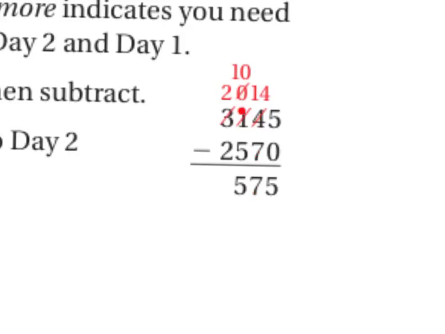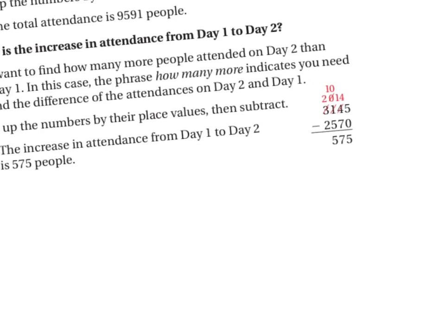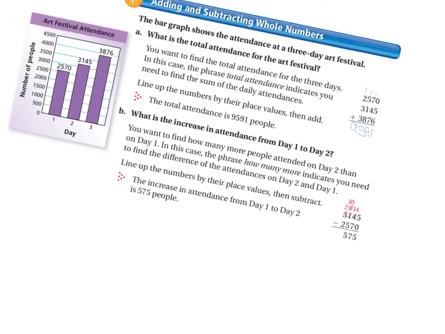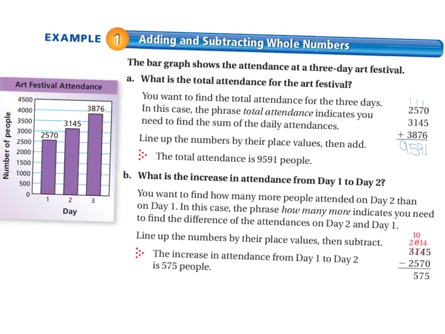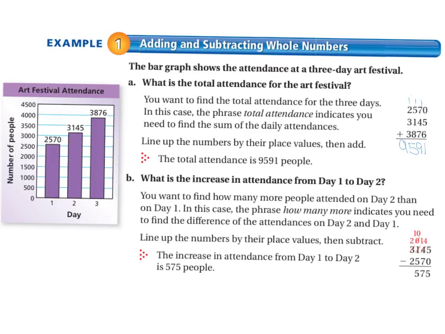Then with our next digit, what was once a 1 is now a 0, so we have 0 minus 5. Obviously, we're going to have to borrow. We cross the 3 out, and we make that 0 now a 10. Now we have 10 minus 5 is 5, and then we can go to our next digit. 2 minus 2 is 0, so we don't need to put a 0 there. We get our answer, 575, and our answer is talking about people, so you'll see here that the answer is the increase in attendance from day 1 to day 2 is 575.